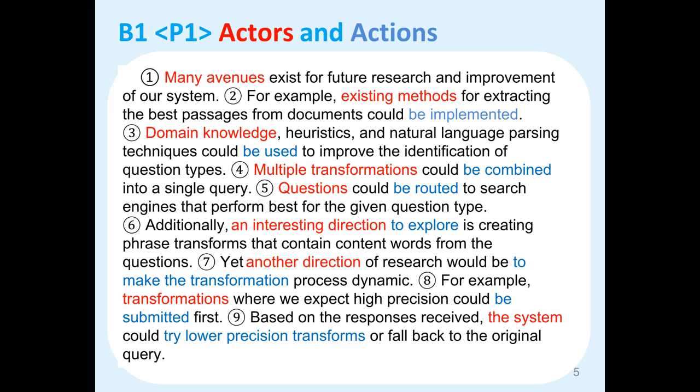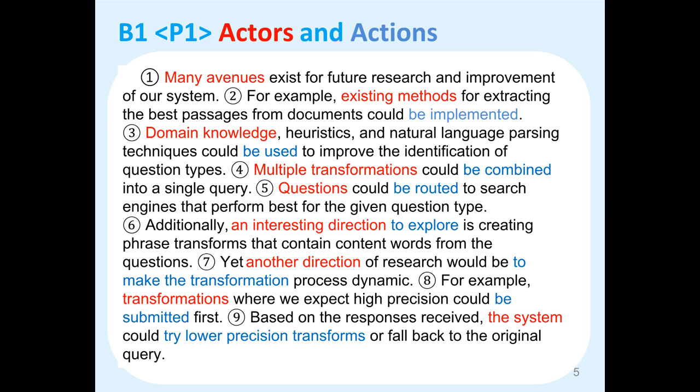We start broad with many avenues in sentence 1 and existing methods in sentence 2. In sentences 3 and 4, the actors are technical concepts, domain knowledge, and multiple transformations. This keeps the focus firmly on the technical potential. In sentence 7, the actor is another direction of research, which acts as a transition, subtly broadening the scope.